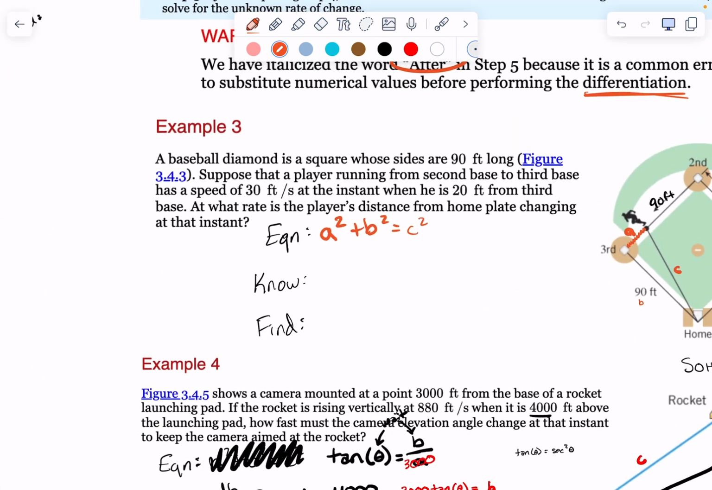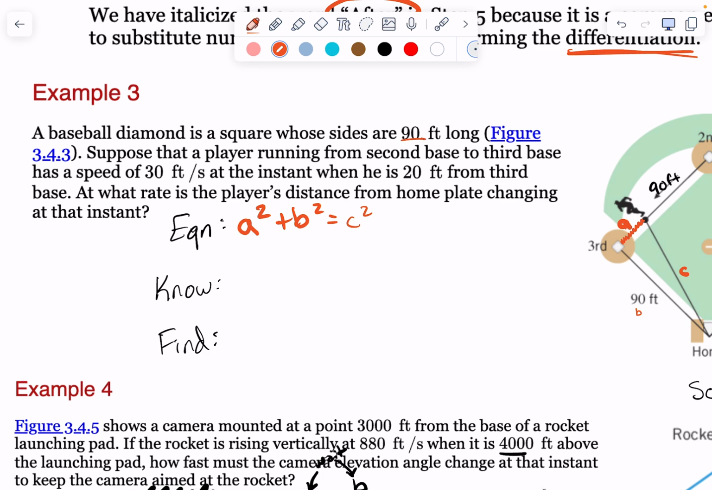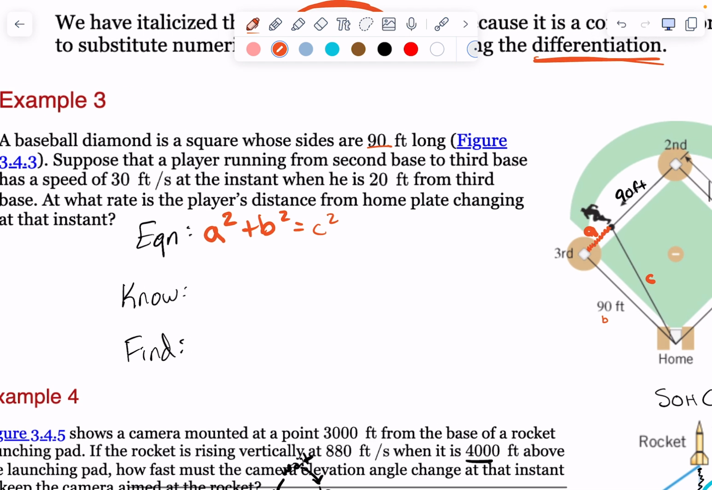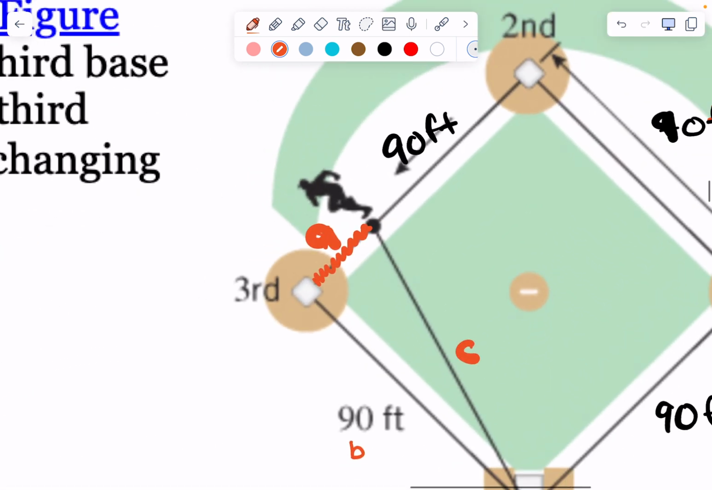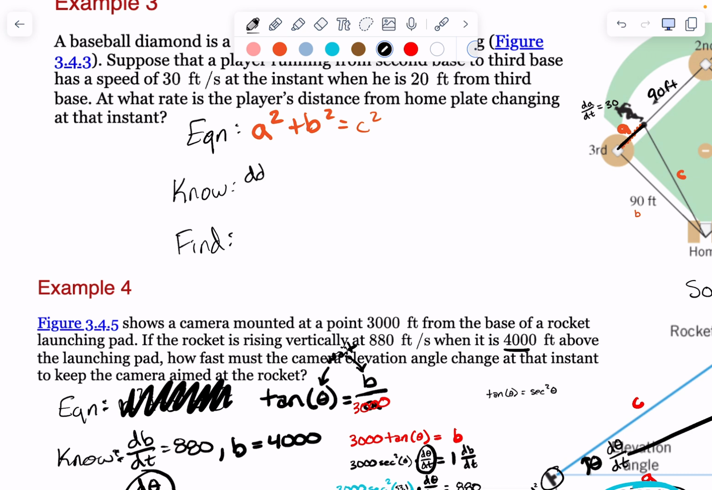Okay. Sides of a baseball diamond are 90 feet. Suppose that a player is running from second base to third base at a speed of 30 feet per second. So what's happening is this rate of change is 30 feet per second. The rate at which A is changing is another name for dA/dt, right? The rate at which A, which is this distance, is changing is 30 feet per second. So I'm going to say dA/dt is 30. That's one thing that we know. dA/dt is equal to 30.